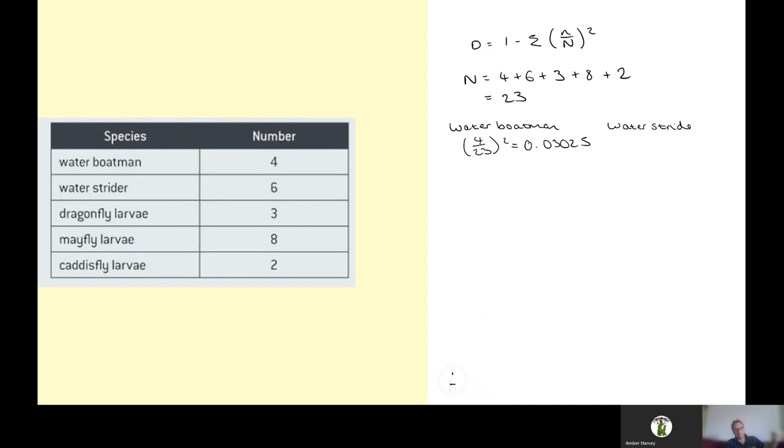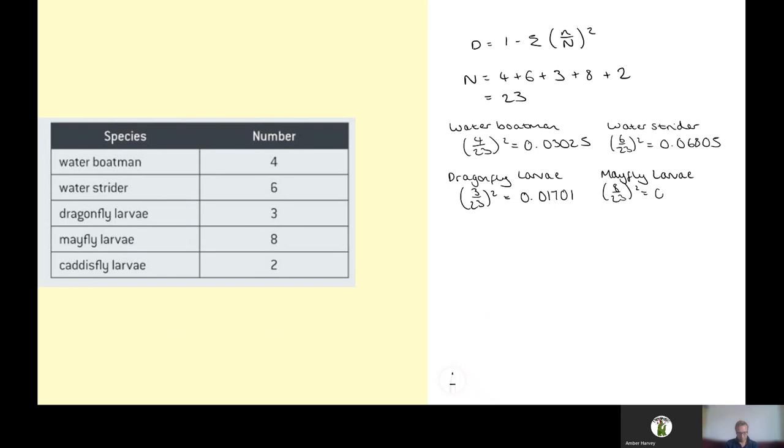So obviously, in this example, we're looking at five different species, presumably from a pond or a slow-moving river, that have been sampled. They've counted some water boatmen, some water striders, and a number of different fly larvae. So there's our four numbers. Obviously we're going to add them together.